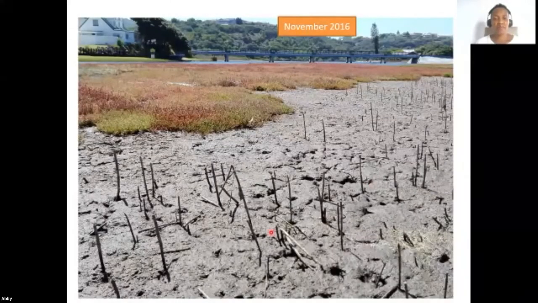We started seeing a lot of dieback of Spartina alterniflora. The dead sticks in the foreground of this picture are Spartina alterniflora. And the reddish-green vegetation in the background of this picture is the indigenous Sarcocornia species occupying the salt marsh area that was previously occupied by Spartina alterniflora. This is cool, right?